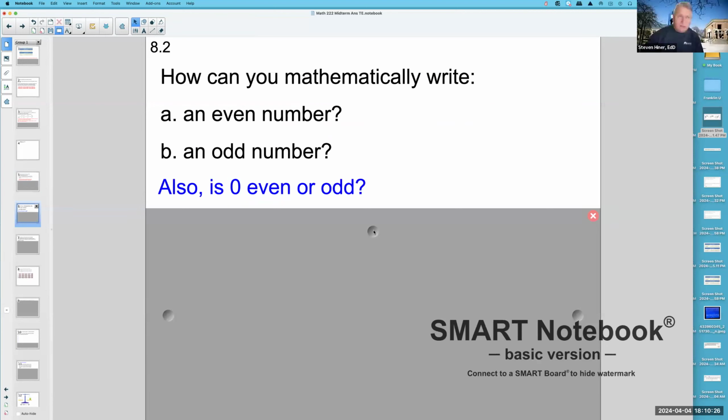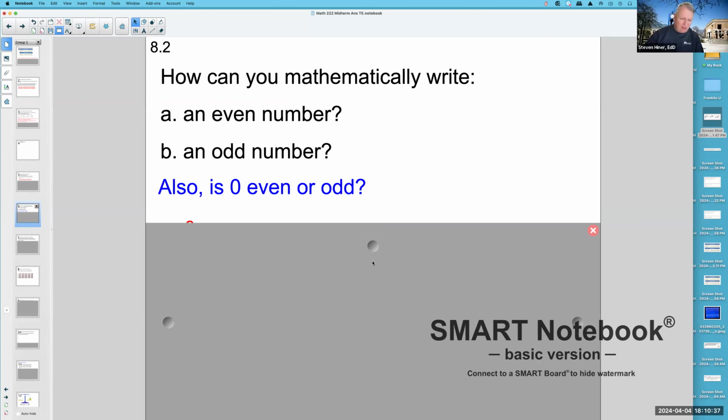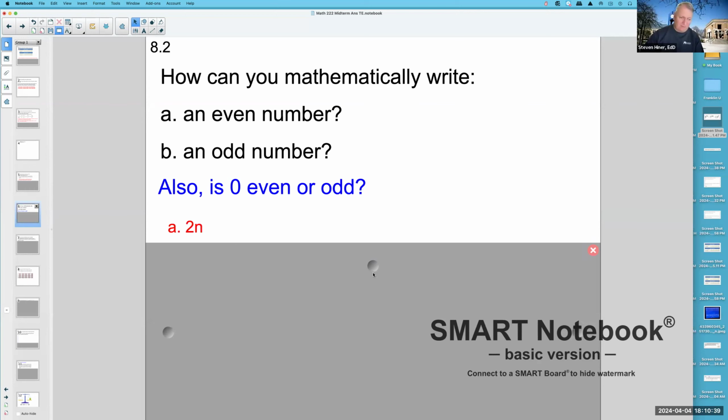In words, we said you could write 2 times n, or 2 times a variable, and it would give me a number that would tell me it was an even number. So in math, it's simply 2n, right? An even number would be 2 times n.